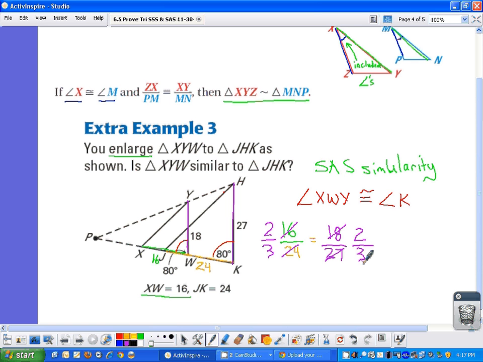So we can write triangle XYZ is similar to triangle JKH. And that concludes the second video.